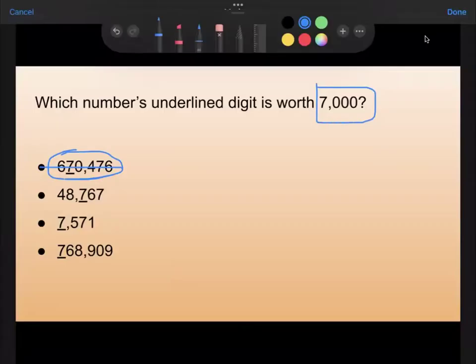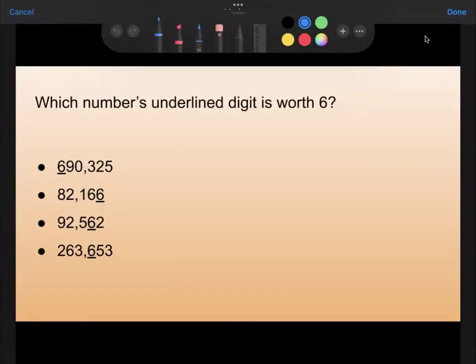In the next one, the underlined 7 is in the hundreds place. So that represents 700, not 7,000. So we're going to cross that out. In the next one, the underlined 7 is in the thousands place, which means it's representing a value of 7,000. So this is the one that is the answer to their question.